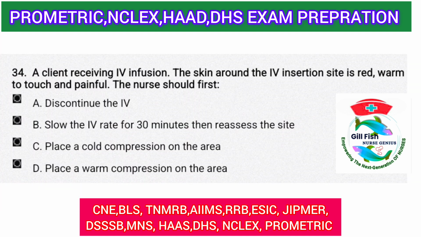A client receiving an IV infusion has skin around the IV insertion site that is red, warm to touch and painful. So the nurse should first: option A discontinue the IV, option B slow the IV rate for 30 minutes then reassess the site, option C place a cold compress on the area, option D place a warm compress on the area. So what is the correct answer here? Can you guess that? What do you have to do?